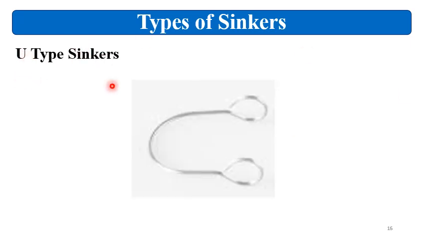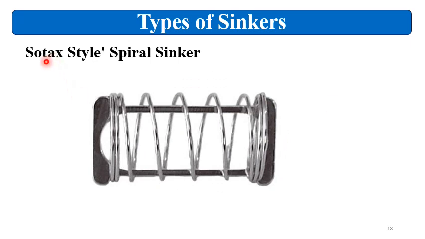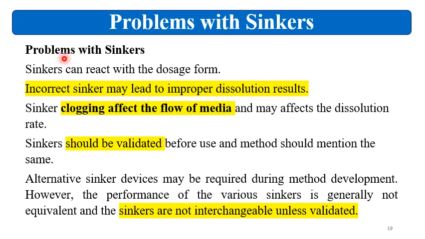Then U-type sinkers. This is the U-type sinker. Then breath film sinkers. These are breath film sinkers. Sodax type spiral sinkers. These are used mainly for capsule formulations. Then problems associated with the sinkers.